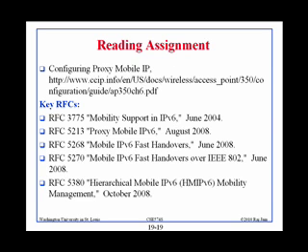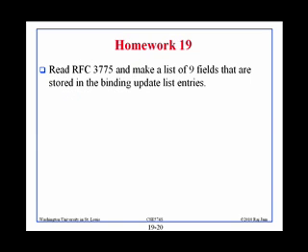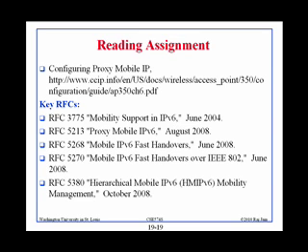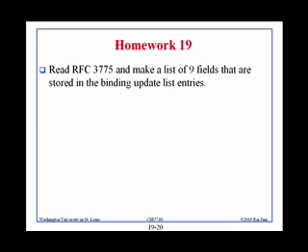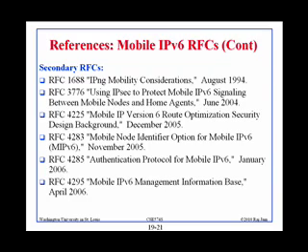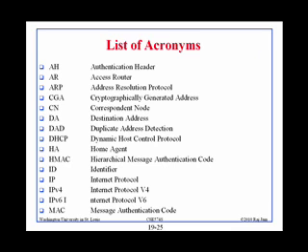So the homework is to read 3775. 3775 is the first mobile IPv6 RFC. So mobility support in IPv6, 3775. I want to make sure that you read it and make a list of 9 fields that are stored in the binding update list entries. So once you read it, then you will know what the answer is. Okay. And this is the list of the rest of the RFCs. You don't have to read any of them, but just in case you ever do any work in that field, then you know what to find. And the list of acronyms. Okay.